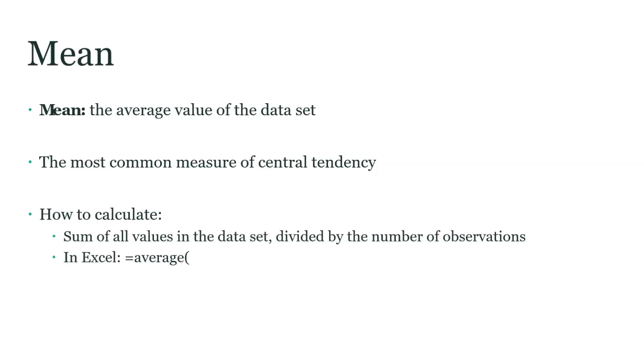If we just want to do it mathematically, we can sum all of our values in the data set and then divide that by the number of observations that we have. If we're working in Excel, there's a function, and we just type in equals average and then select all of our data. So notice it's not equals mean, it's equals average when we're working in Excel.